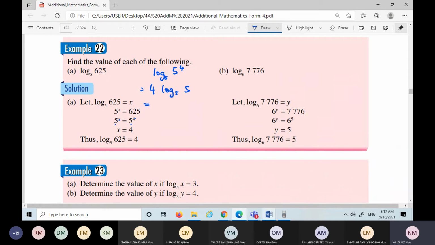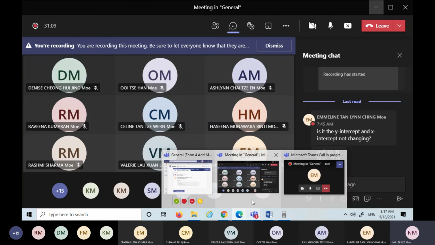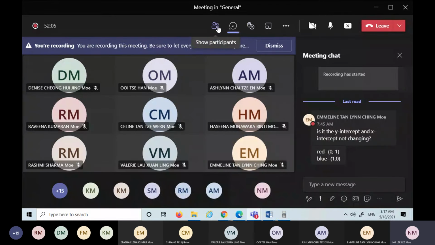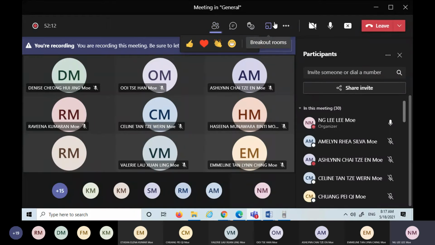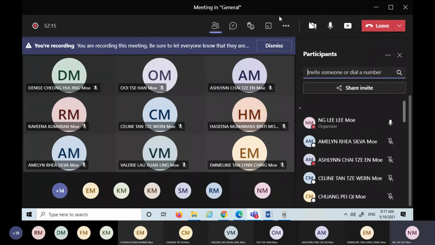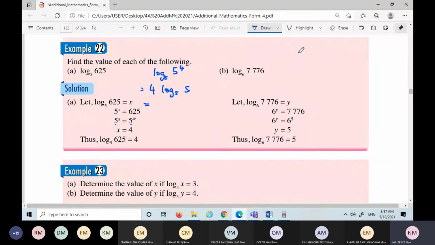Anyone want to give me the answer? Log 5 of 5 is what? Siwa? Sophie Lee? Okay, Sophie Lee says 1. Okay, thank you, Sophie Lee. Why is log 5 of 5 equal to 1? Just now you have learned.